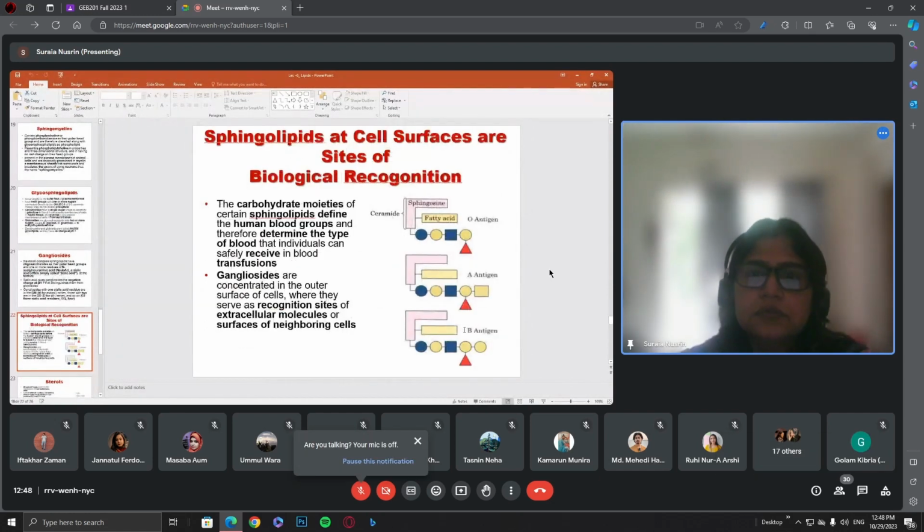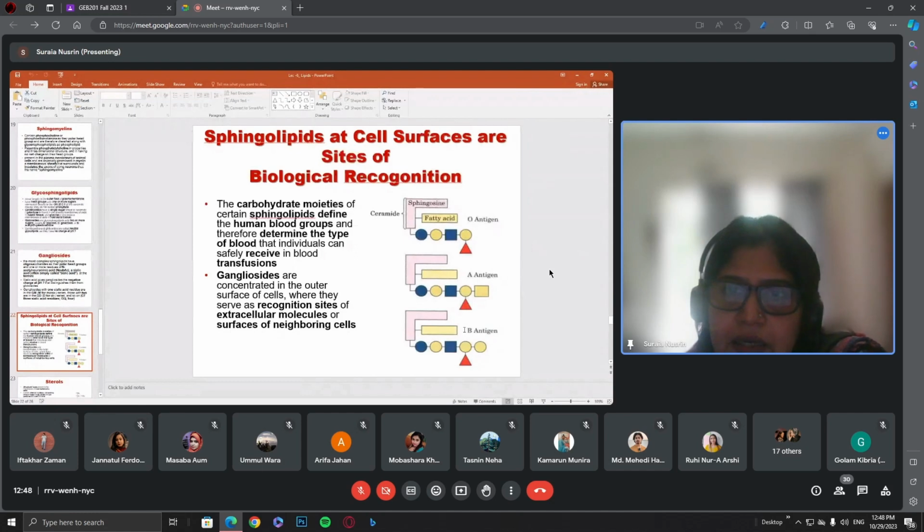Okay, now sphingolipids. Specifically, the head group is present on the outer surface of the plasma membrane, and these head groups function as sites of biological recognition.